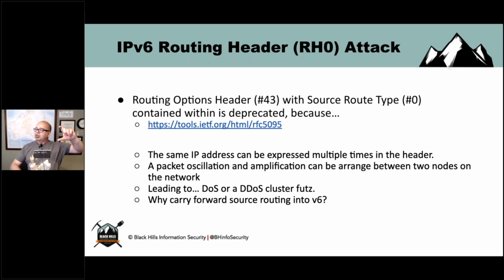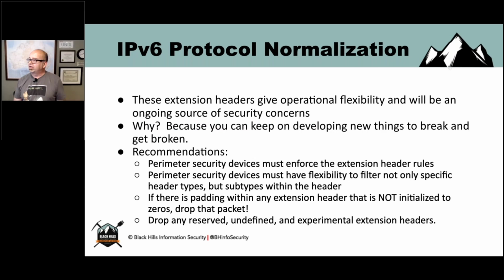The route options header, you can have multiple source route types, subtypes essentially, inside the header. And so what you could actually do is construct an IPv6 frame that contained multiple source route types header with repeating addresses, and you could essentially make a packet go from A to B, B to A to B, B to A to B, leading to what I would call a DDoS clusterfuck. And so this is like just no fun at all, right? So we want to avoid packet oscillation. We definitely want to filter this particular attack at minimum.